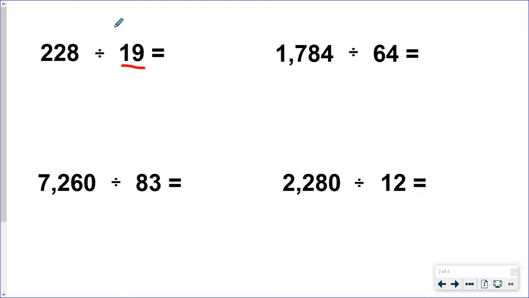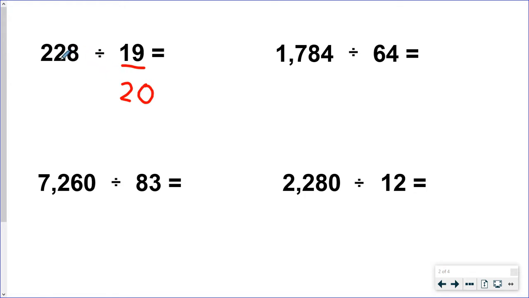Is 19 closer to 10, or is 19 closer to 20? I'm hoping through your number sense, you're realizing that 19 is very close to 20. So this right here is actually going to round up to 20. That's our first step. We're going to first round this divisor. So 19 is going to round to 20.